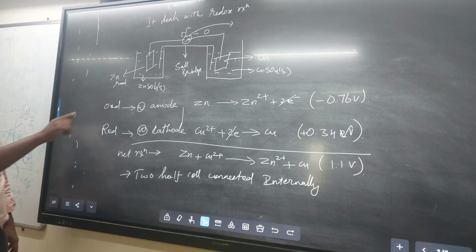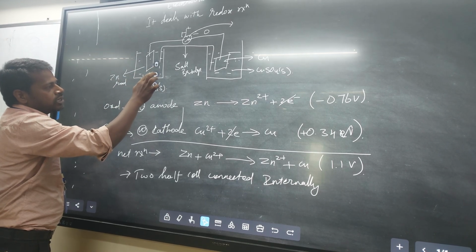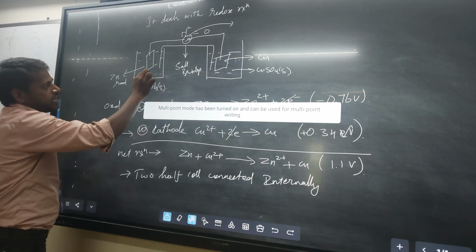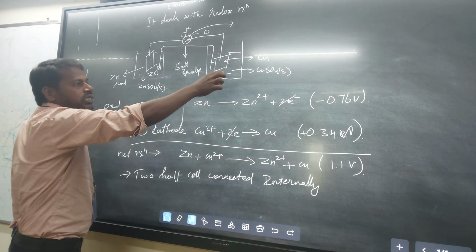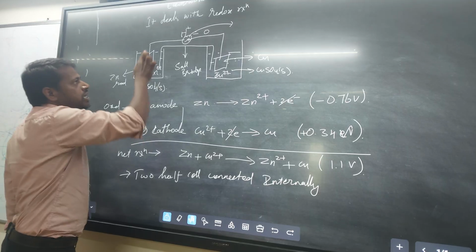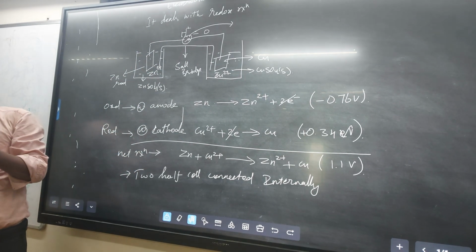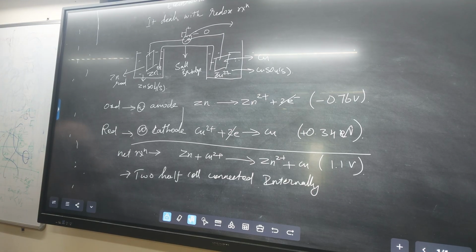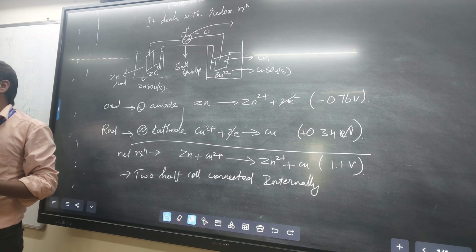See, listen. When oxidation happens here, what happens? The concentration of zinc 2 plus ion increases continuously. When reduction happens, the concentration of copper 2 plus ion decreases. Here decreasing, here increasing. Therefore, the salt bridge equalizes both sides. That's why after some time we add the electrolyte manually, for our rechargeable battery also, the lorry battery. After some time they go to the battery shop and add the electrolyte.